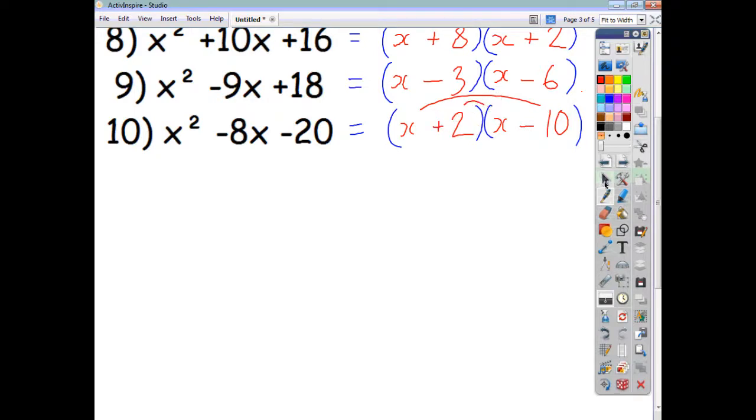Okay, so that's how you would factorize simple trinomials, just using your eyes and your common sense, and it saves you an awful lot of time. Okay, so I hope that was helpful, and hope you bear that in mind.